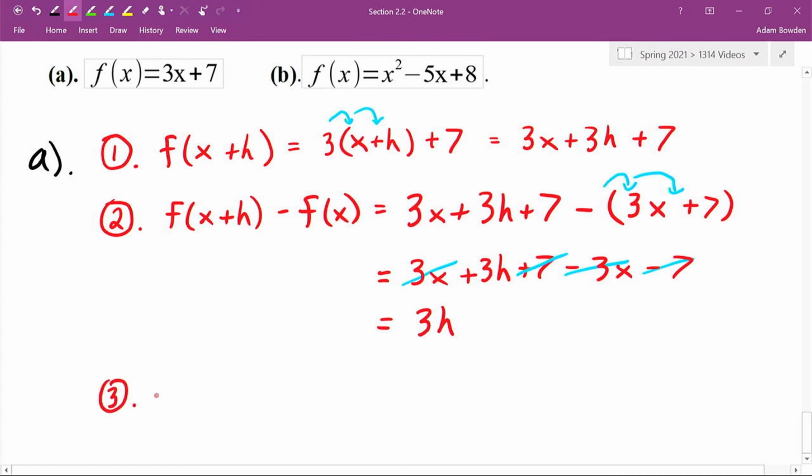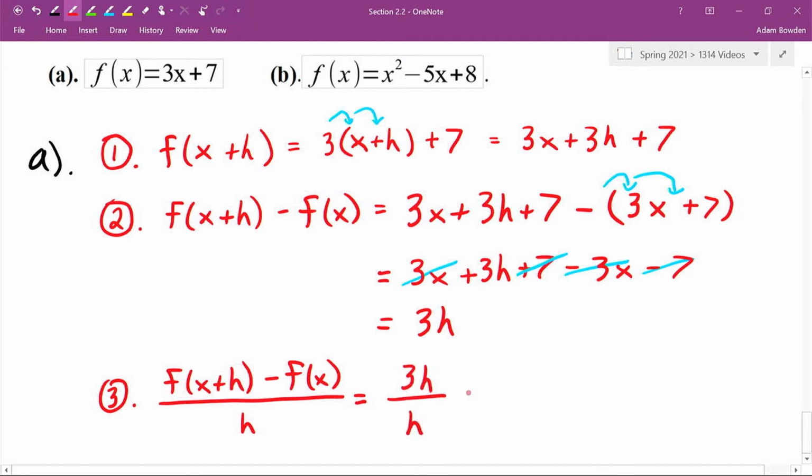Finally, the last step is to put this all together into the difference quotient, f of x plus h minus f of x all over h. So up on top, we put the 3h divided by h. We can now cross out the h, and we'll be left with just 3. And that's what we call the difference quotient for this function.